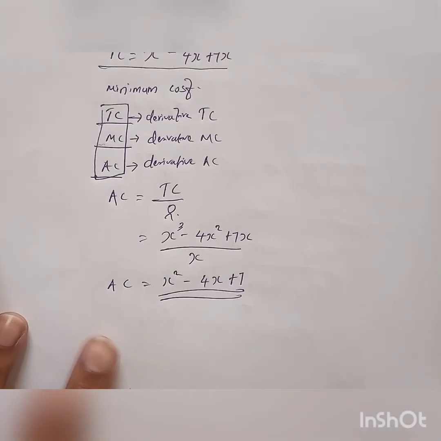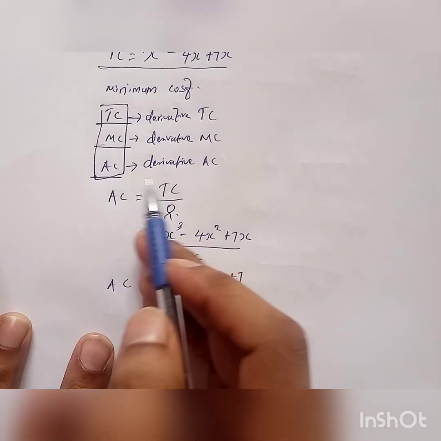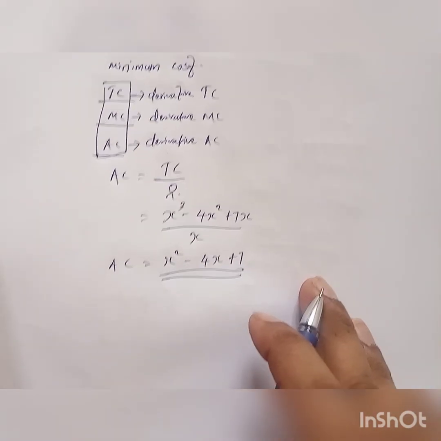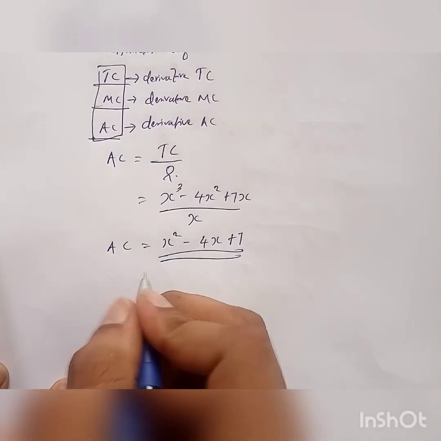Now what do we have to do? I told you we have to find the derivative of average cost, and that point will be the minimum cost. So how do we find the derivative of this function?